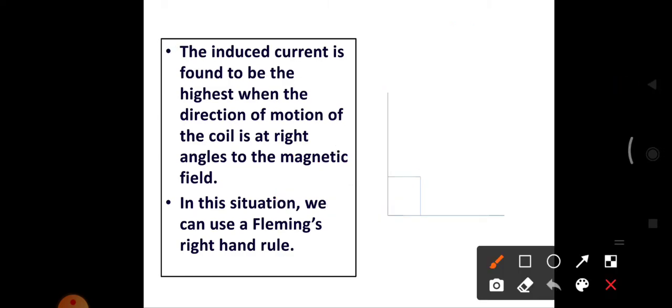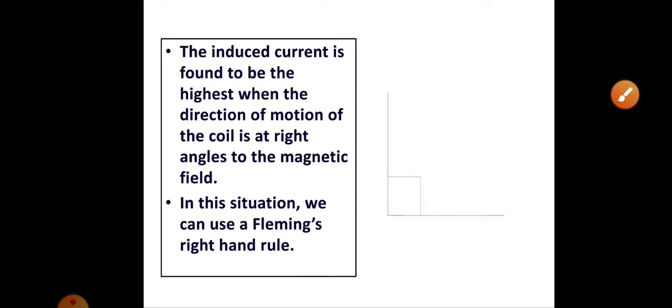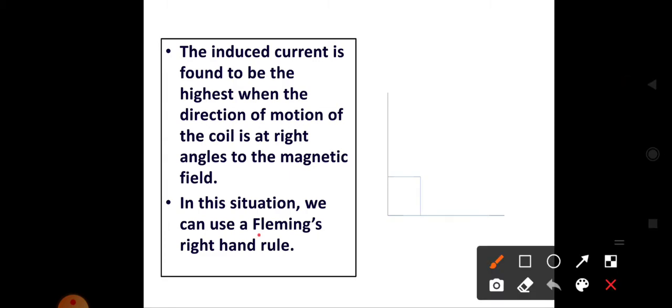The induced current is found to be highest when the direction of the motion of the conductor and the magnetic field are at right angle to each other. In this situation, we can use the Fleming right hand rule. The Fleming right hand rule is related to what we already learned, the right hand thumb rule and the Fleming left hand rule. The right hand thumb rule is used to find the magnetic field direction around a straight conductor.